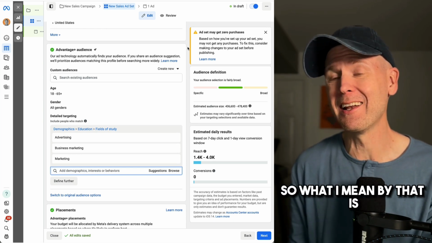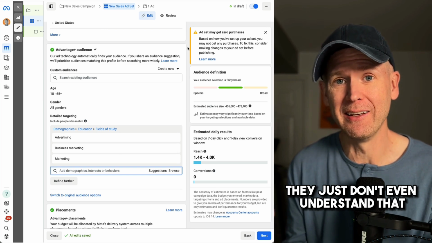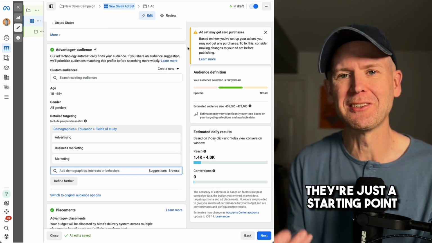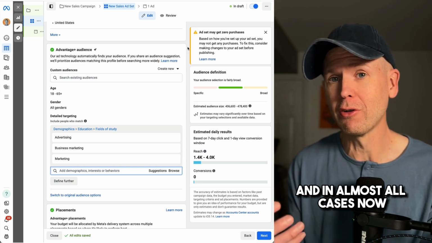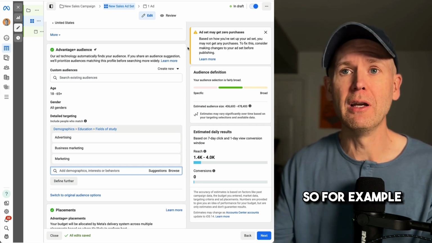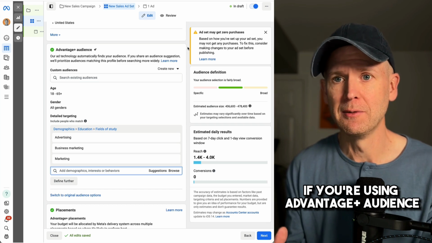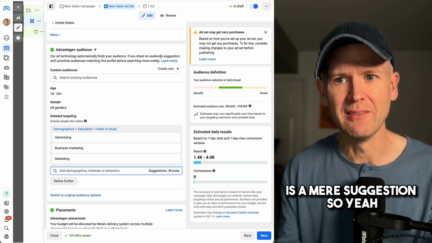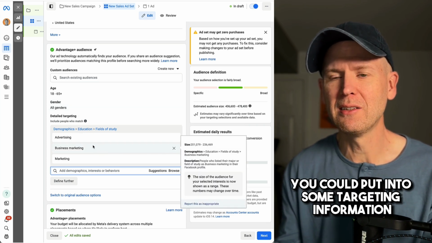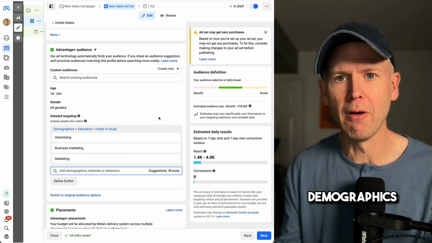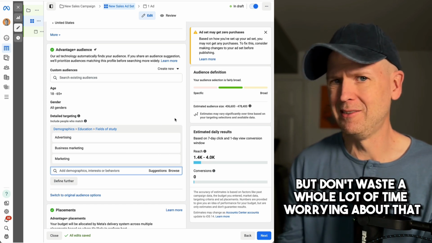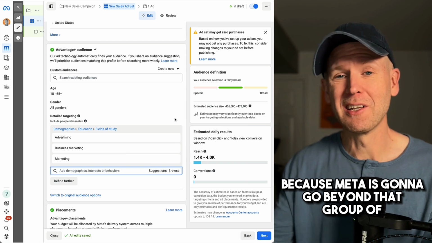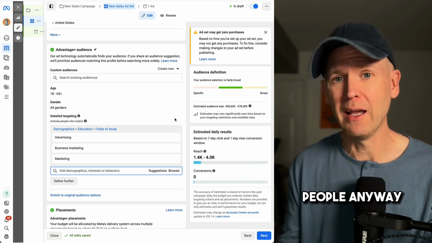The next mistake is expansion ignorance. So what I mean by that is they just don't even understand that the inputs they're providing only go so far. They're just a starting point in almost all cases now. So for example, if you're using Advantage Plus Audience, any of the targeting you provide is a mere suggestion. So yeah, you could put in some targeting information, demographics and whatnot, but don't waste a whole lot of time worrying about that because Meta's going to go beyond that group of people anyway.